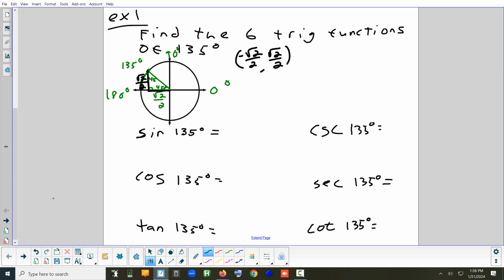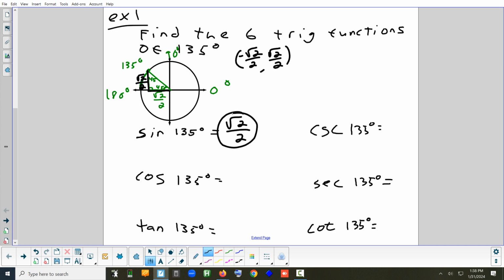How about, Jaden, what is the sine of 135? Can you say it again? Square root 2 over 2. Yep. Okay. Alex, what's the cosine?